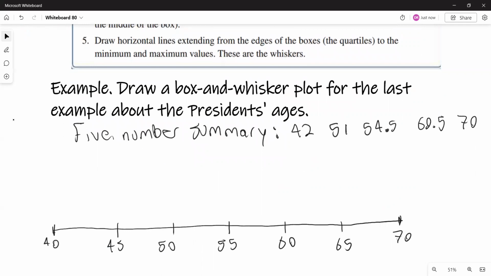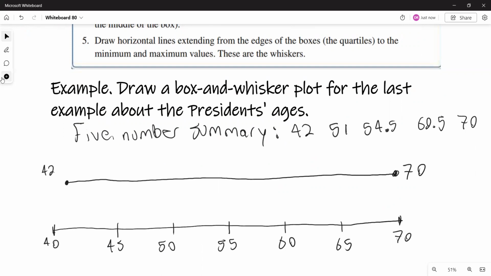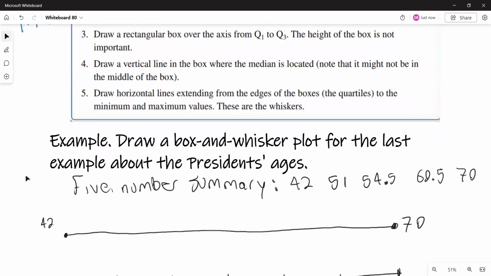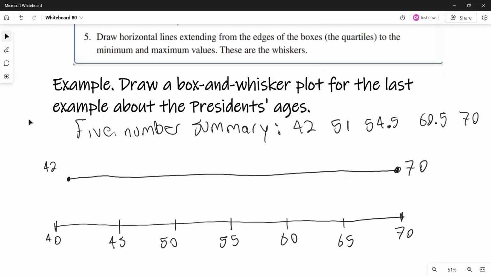So step number 2, draw a horizontal axis from the minimum value to the maximum value. This horizontal axis is going to go from 42, I'm just making a very rough estimate, to the maximum value, which is 70. Okay, that was step number 2. Step number 3, draw a rectangular box over the axis from the first quartile to the third quartile. The first quartile is 51. The third quartile is 60.5. So that's going to be the rectangular box.